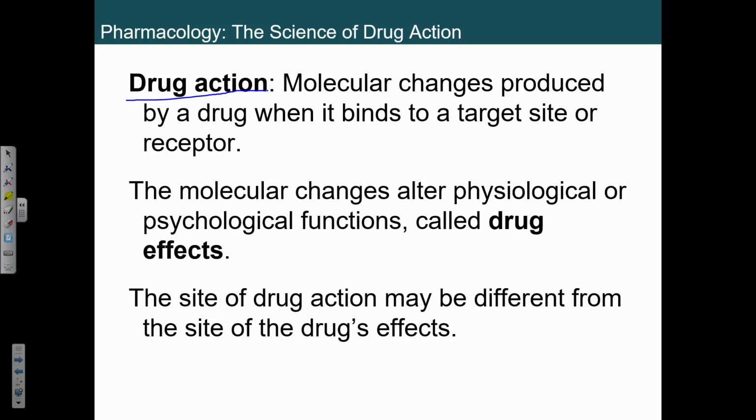If we use the word drug action, this is a really complicated definition. We're just talking about what changes the drug makes when it binds to a target site. We're going to be thinking about the molecular changes. If we want to think about how those molecular changes alter physiology or psychological functions, then we're talking about drug effects, right? So if we think about an antidepressant, for example, the drug action is going to be how that particular molecule interacts with the receptor, at that level. If we want to think about the drug effects, that's when we're going to think about positive mood, right, and things like that.